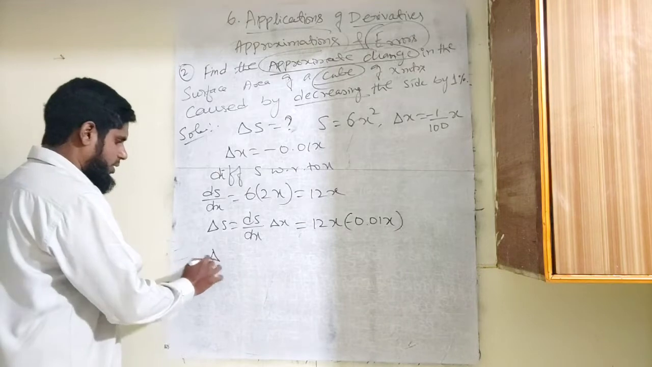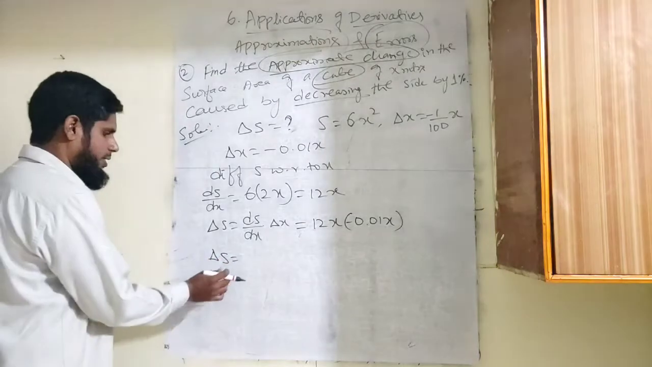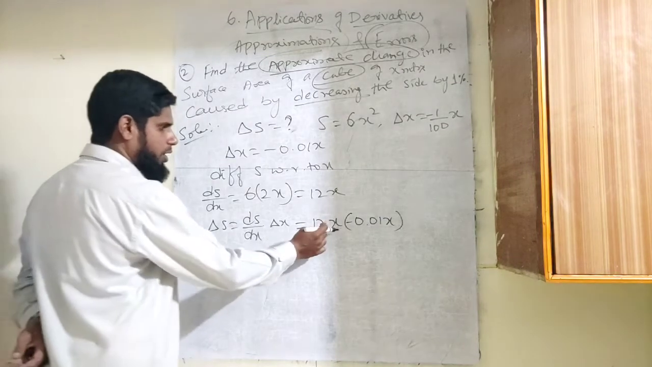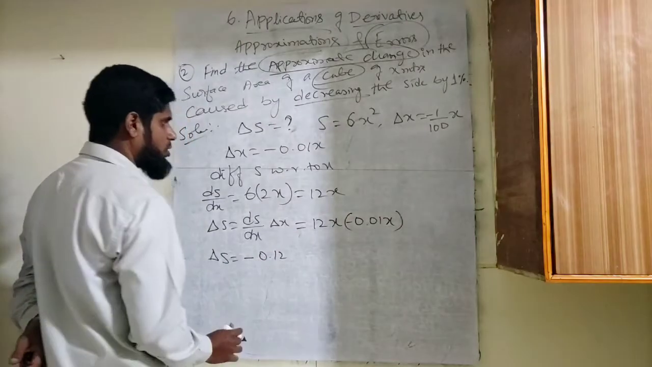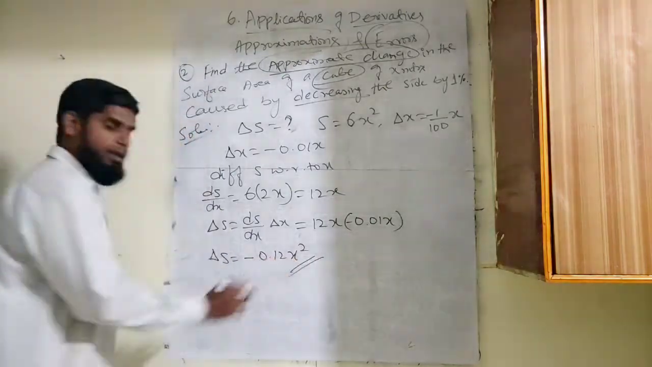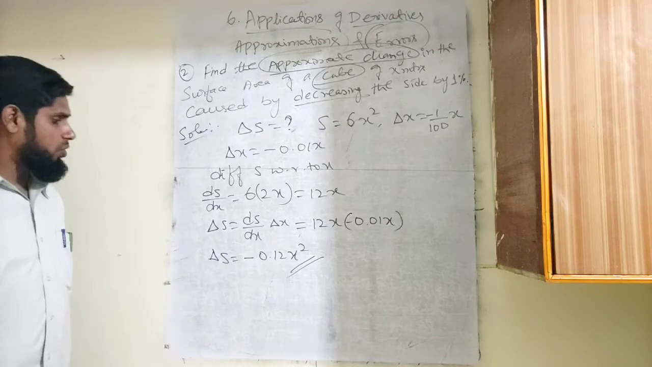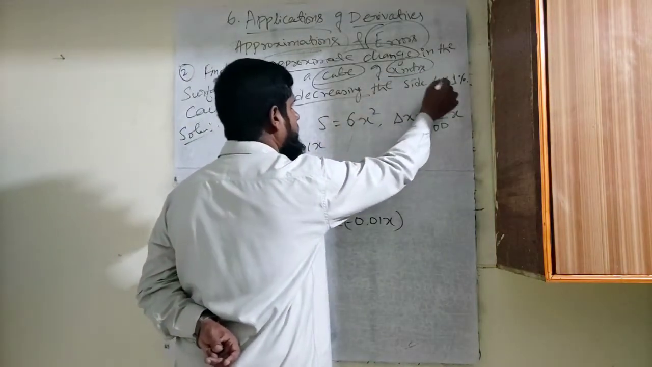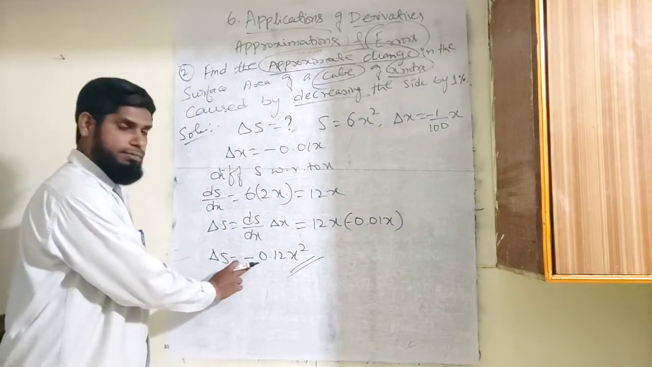Now delta S is equals to minus 0.12 x into x is x square. So student, this is the approximate change in the surface area of a cube whose side is x meter and decreases by 1%. So there is a negative sign here.